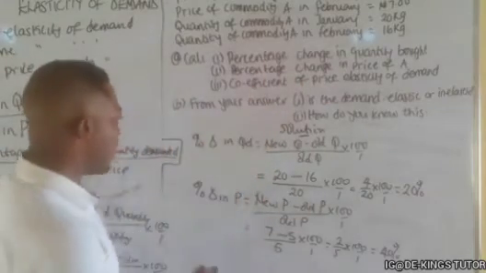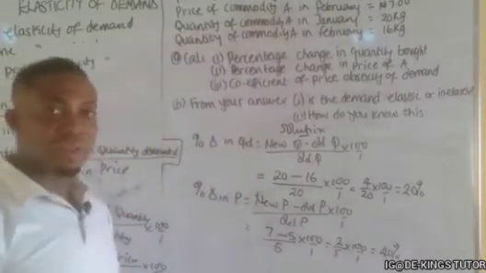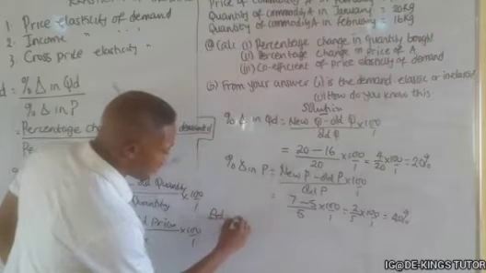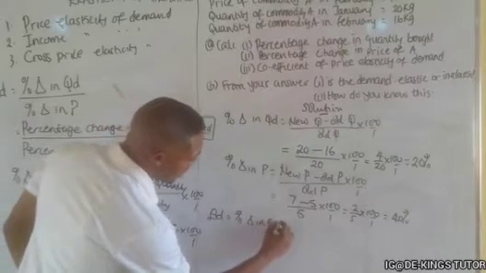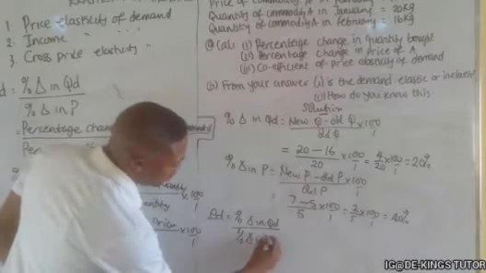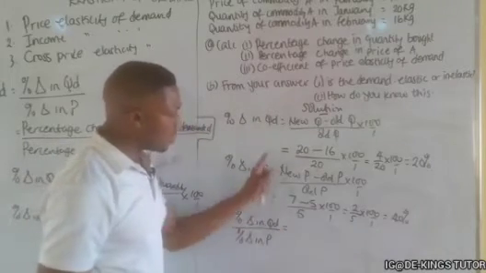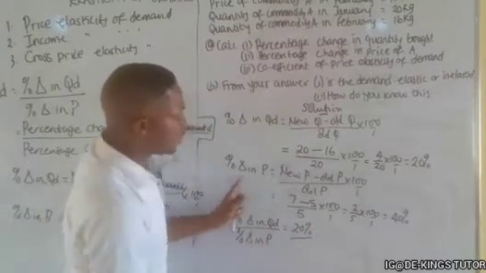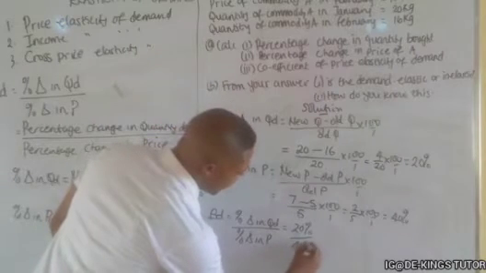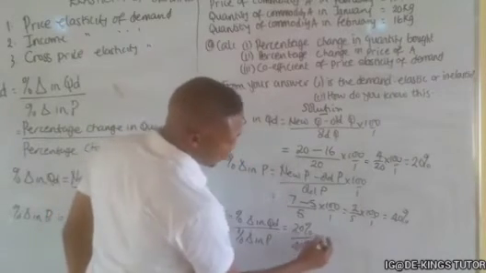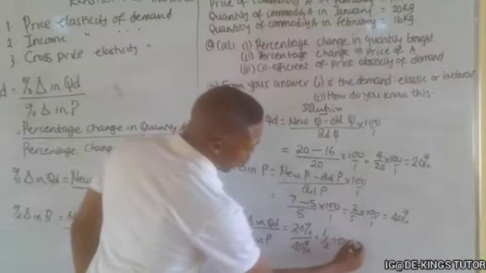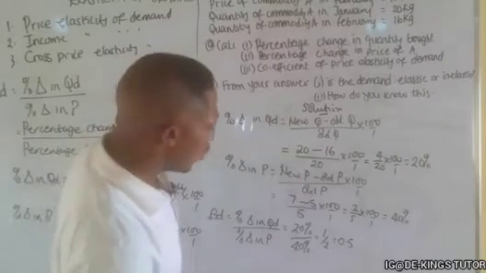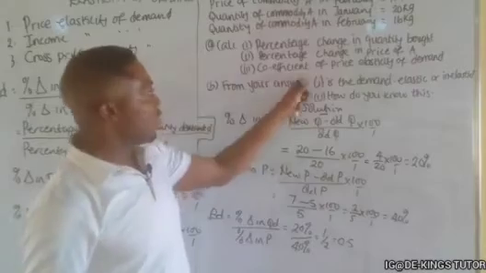Now the last one, III, the coefficient of price elasticity of demand, which is this formula. Okay, so it is now elasticity of demand equals percentage change in quantity demanded divided by percentage change in price. Now we have solved for percentage change in quantity demanded, which is 20%. Divided by percentage change in price, which is 40%. Now if we divide this, we can have 1 over 2, or what we call 0.5. Okay? So that is the coefficient of price elasticity of demand.